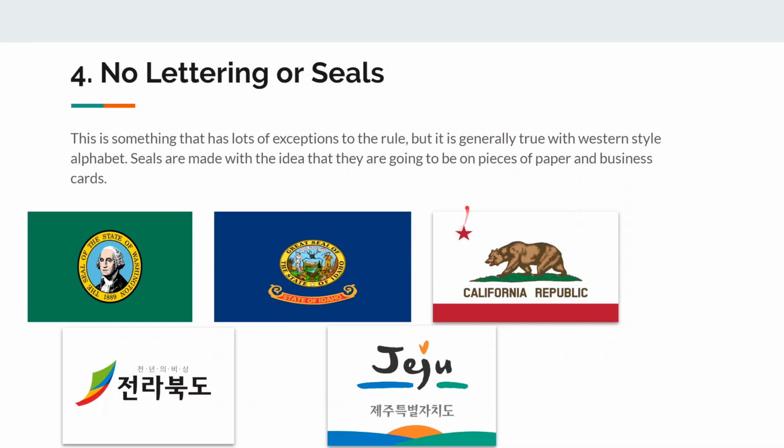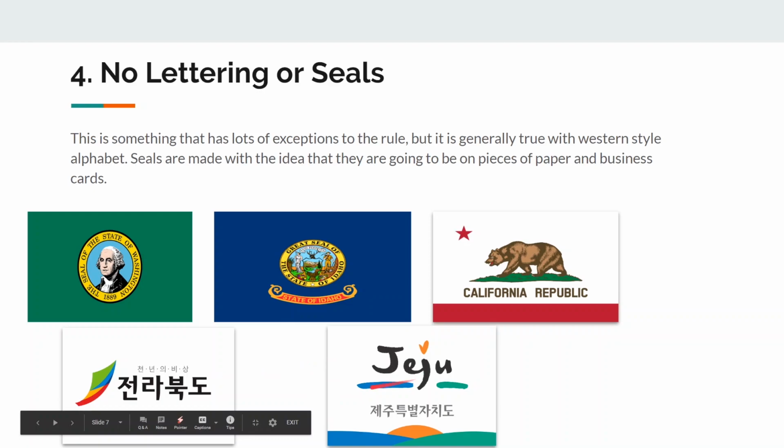Now, this flag, the California state flag, this one we considered an exception because this has meaningful impact in that California Republic, California was its own country for about 6 days, and they used this flag. And so it was the Republic of California for a short time. So even though rule number 4 says no lettering, rule number 2 says it should be meaningful. So the rules can contradict each other, and that can be okay.